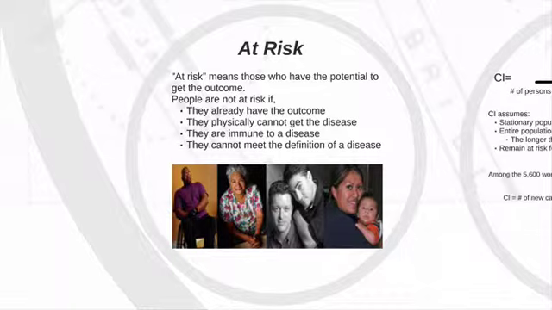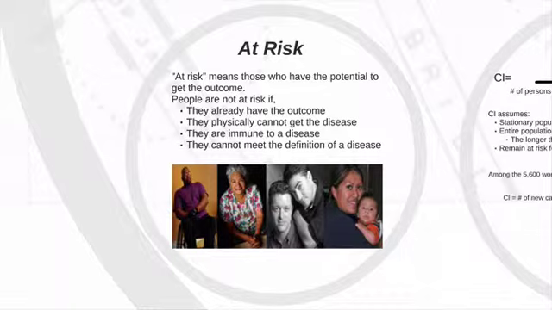Third, they're immune to a disease. This is not always so clear cut, right? When we have vaccinations that don't necessarily make us immune. But imagine there was a disease where once you got it, you were 100% immune. You could not get reinfected. You should not be watching those people to see if cases occur.